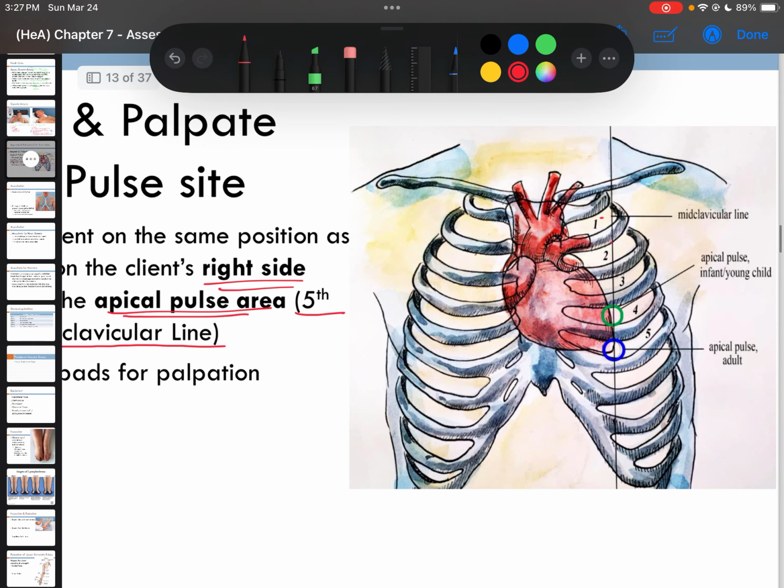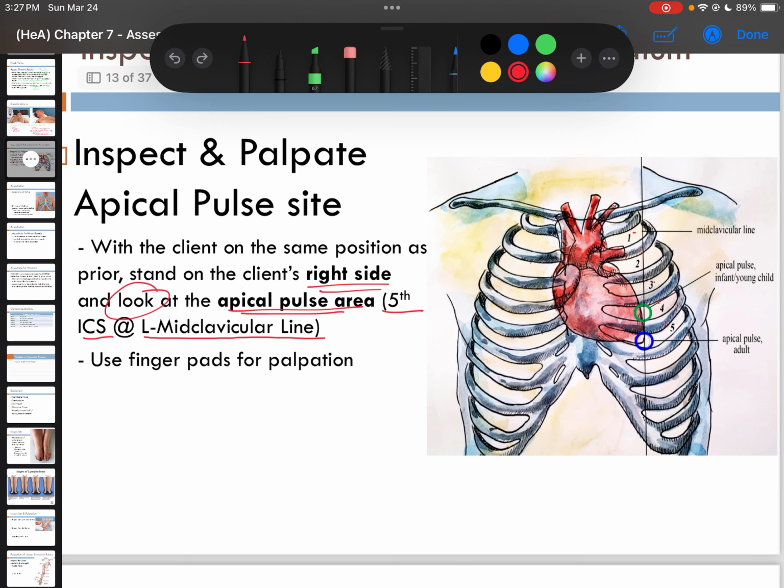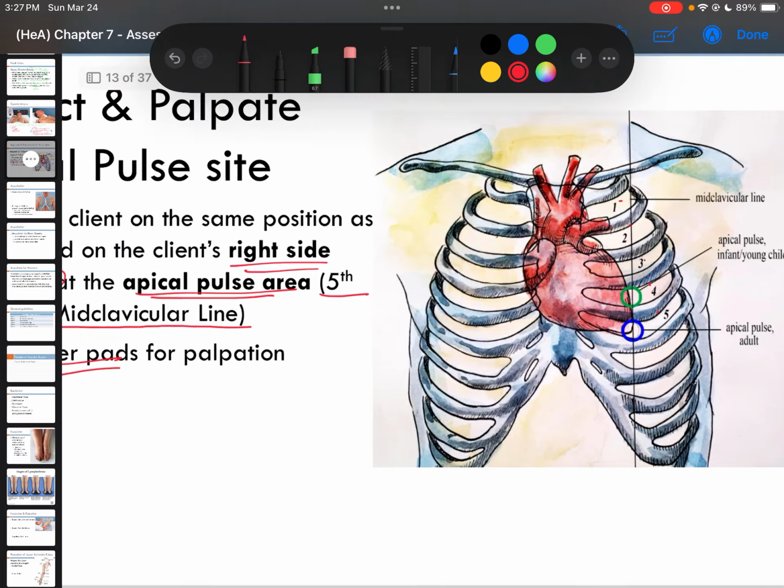So, this is 1, 2, 3, 4, 5. This is the 5th intercostal space. This is the mid-clavicular line. So, this is the area we are referring to. As you can see, it is directly on the tip of the apex. Right? Apex, apical. When we are palpating, use your finger pads. Specifically, sometimes clinicians will use 2 finger pads. Sometimes they will use 3. Okay? You can choose, it depends on your approach, what you really prefer.